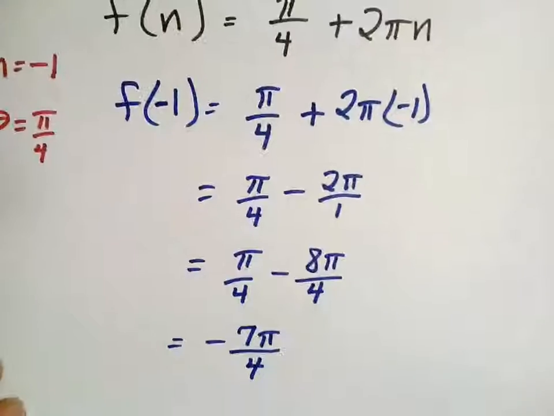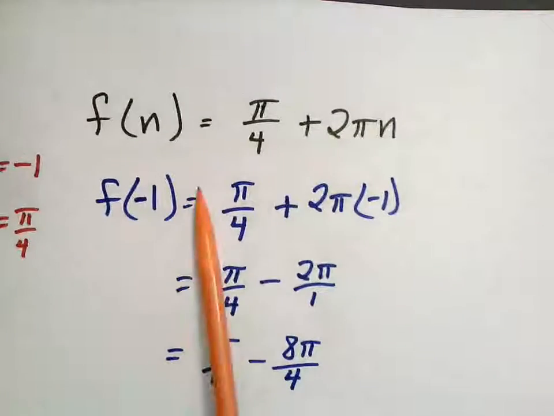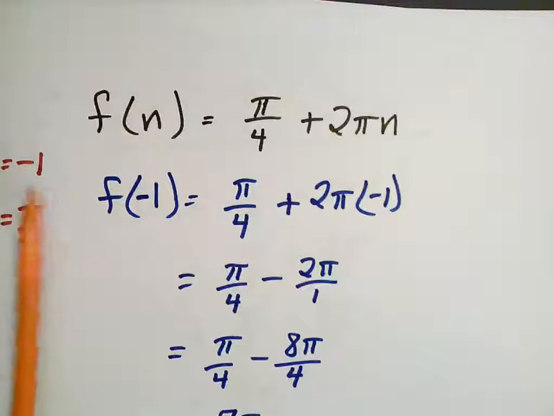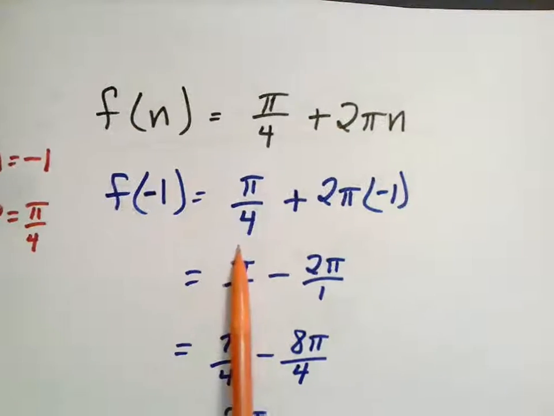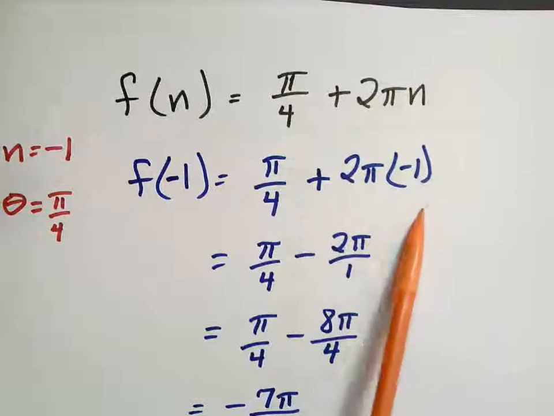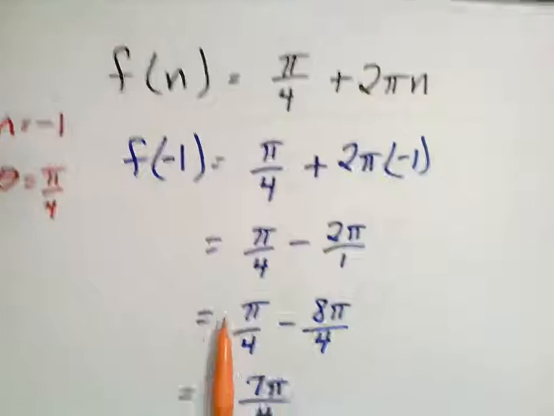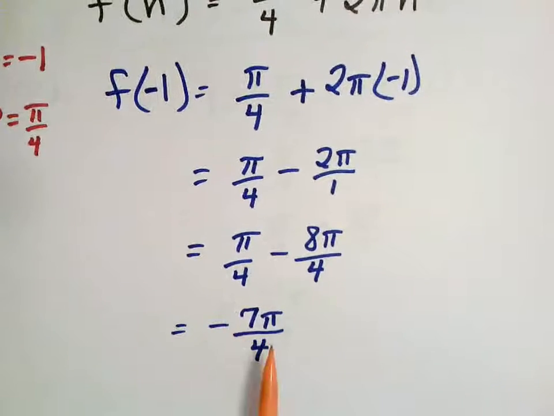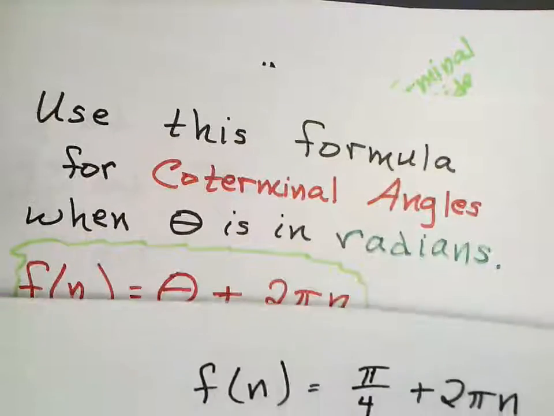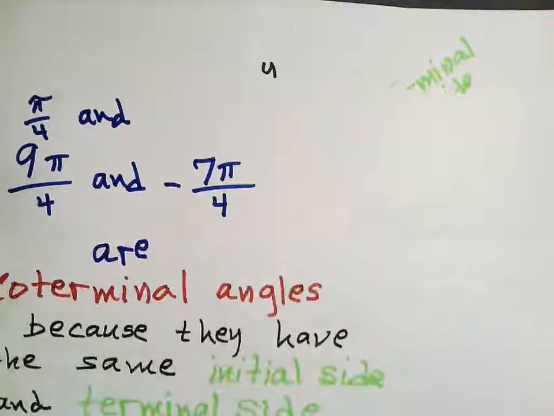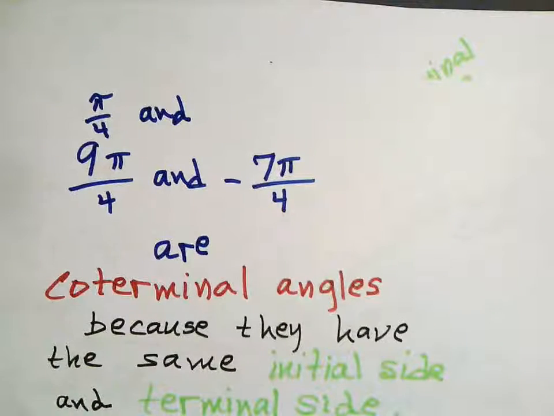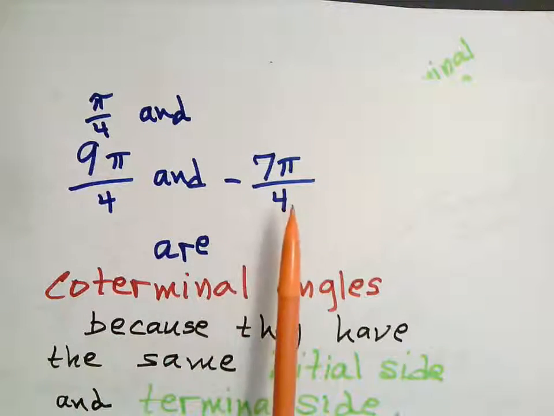Then let's use that formula again. We have our theta being pi over 4. This time our n is a negative 1. So it's going to be pi over 4 plus 2 pi times a negative 1. This gives us a negative 2 pi. Negative 2 pi is the same thing as negative 8 pi over 4. We add to that the 1 pi, and we get a negative 7 pi over 4. So again, let me show you again. We have the pi over 4, the 9 pi over 4, and the negative 7 pi over 4.